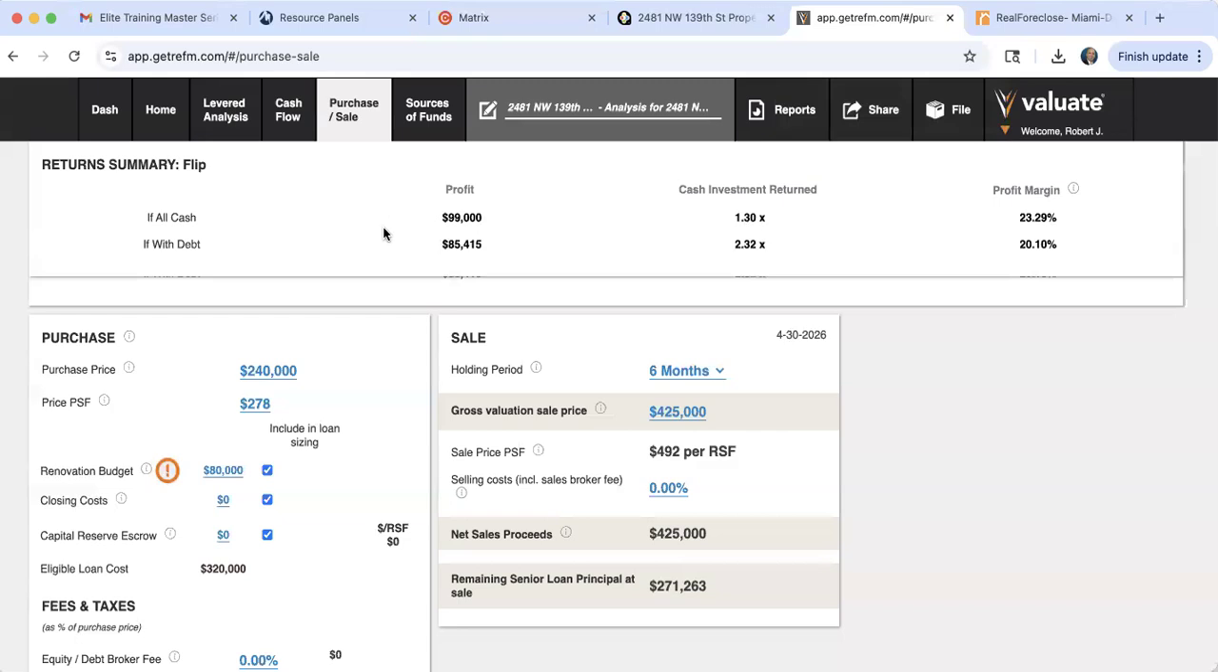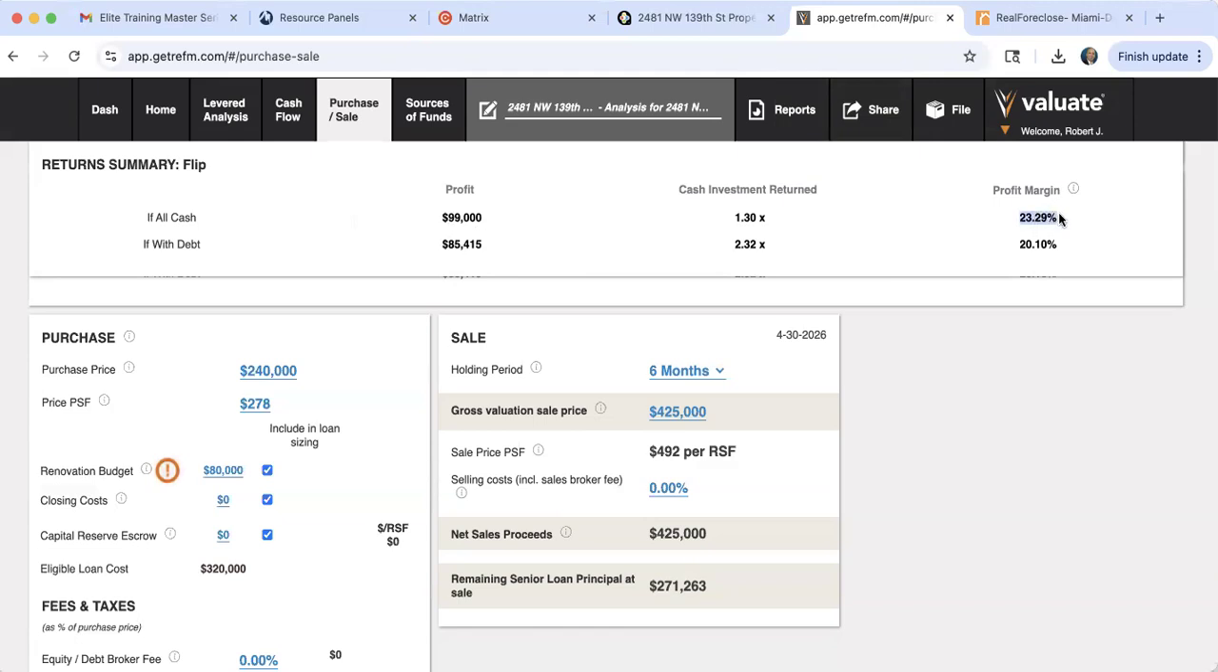If you purchase the property all cash, you have a $99,000 profit. If you purchase the property with a hard money lender, you have an $85,415 profit. So this is profit over a 6 month period. Would you say that this is a healthy profit? Look at the profit margins, guys.